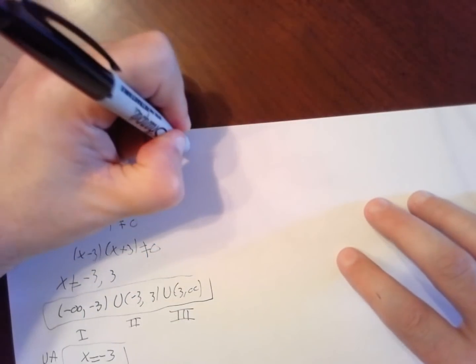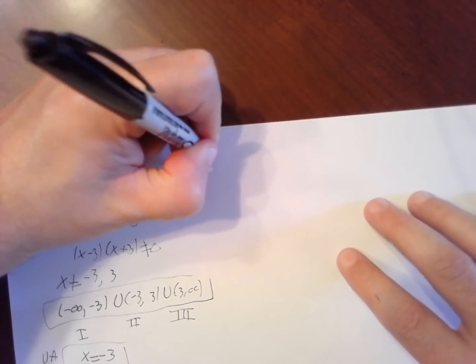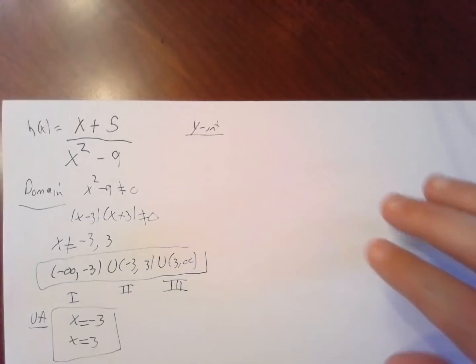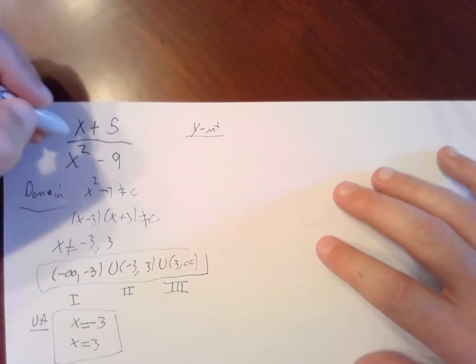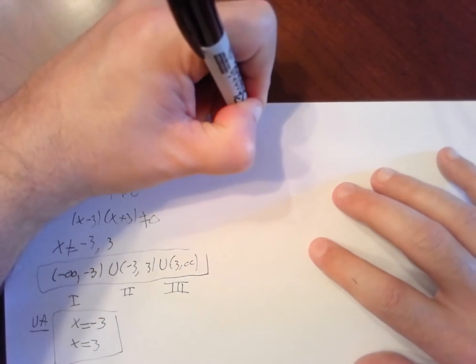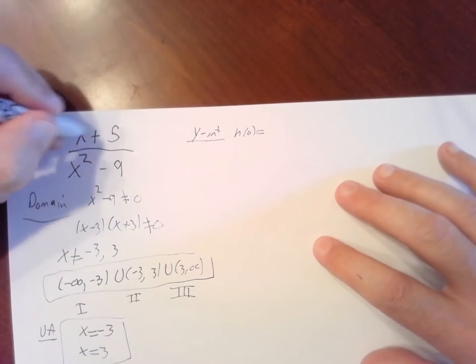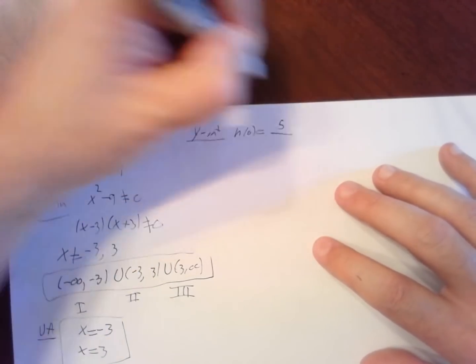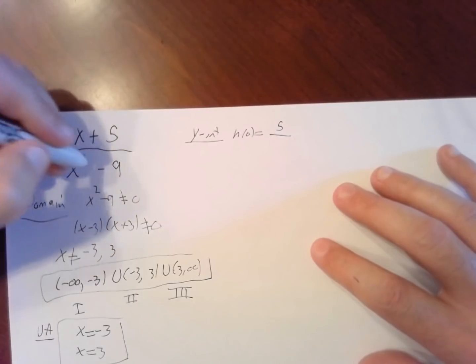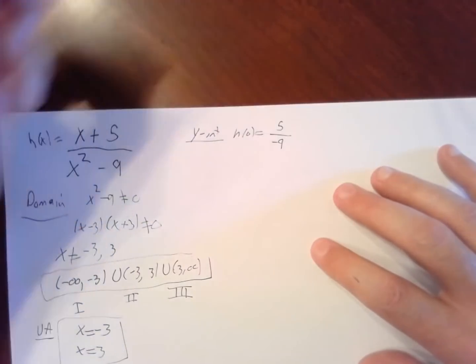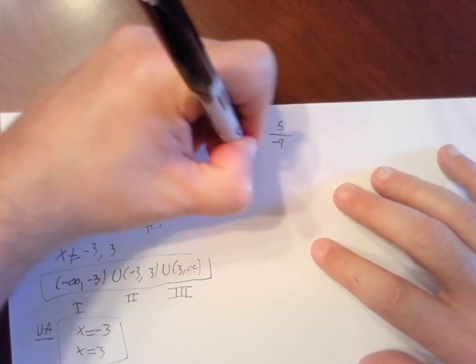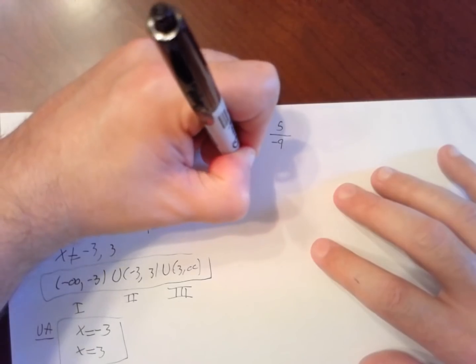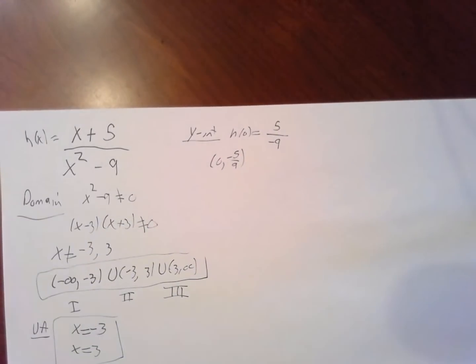Y-intercepts. To find y-intercepts, you always plug in x equals 0. 0 plus 5 is 5. 0 squared is 0 minus 9 is negative 9. So I get the point 0, negative 5/9. We plot both of these.